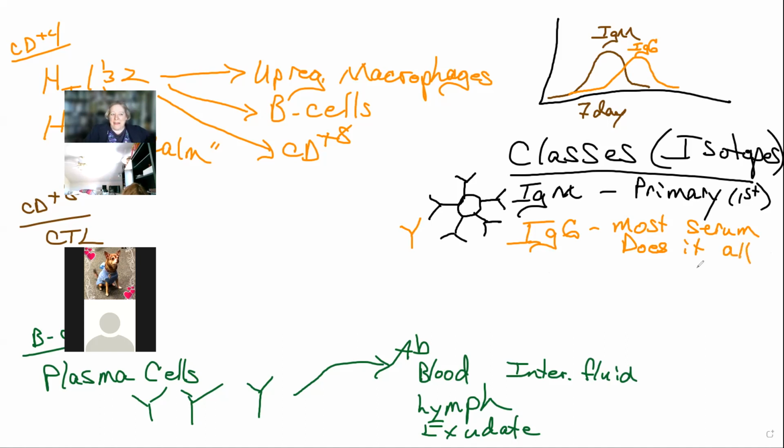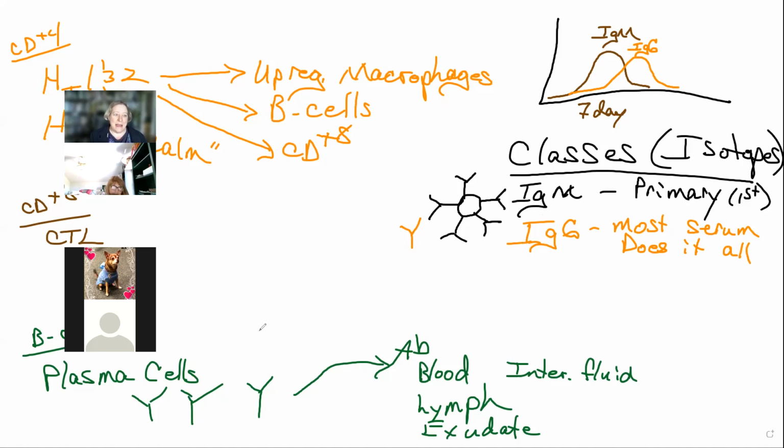It's the best at stimulating the classical complement response. It's the best at neutralizing toxins and viruses. It's the best at clumping things, we call that agglutination. It's the best at stimulating opsonization. And not only does it do it all, because this is kind of like the second draft.